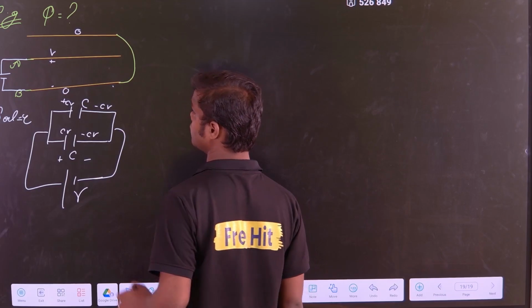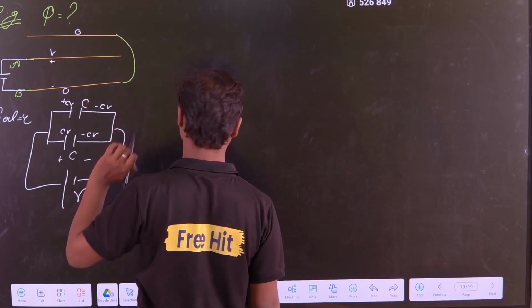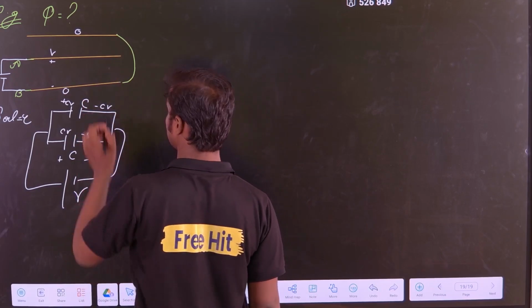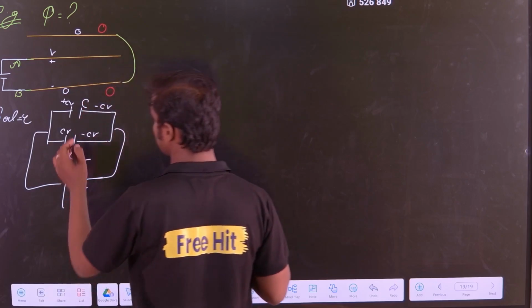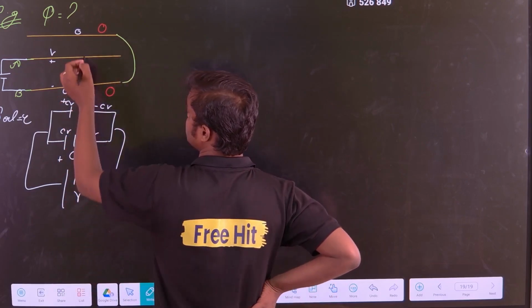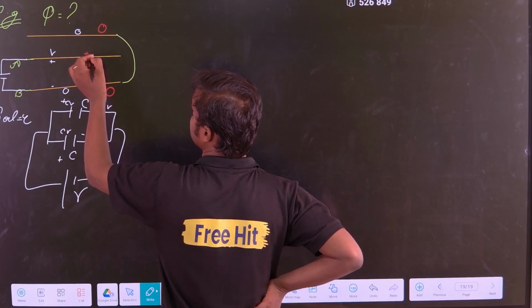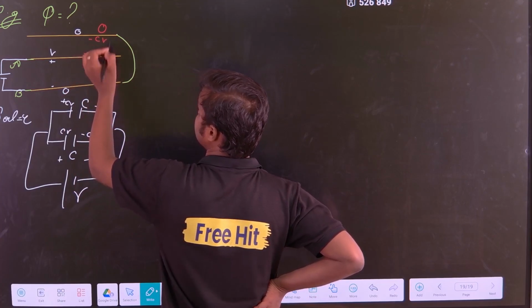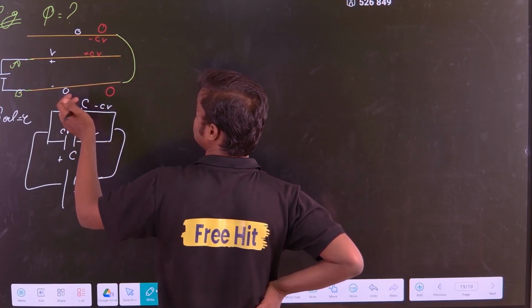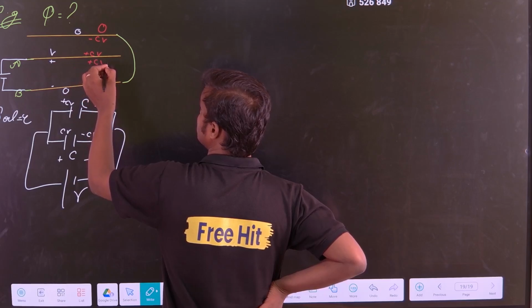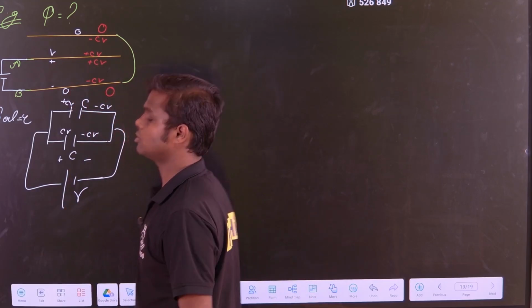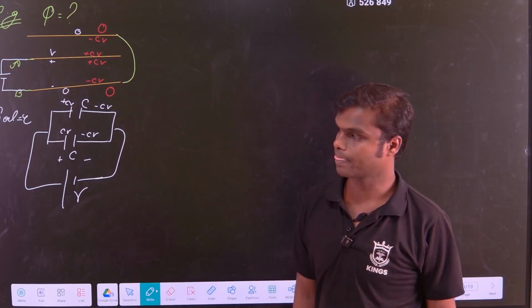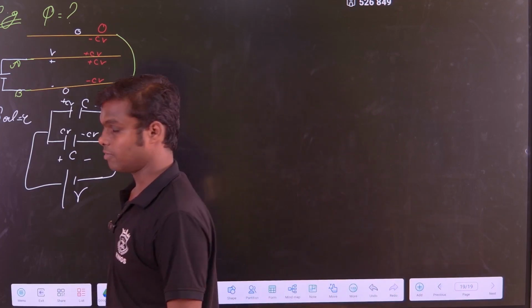Why is sir writing two times? This is Q, this will be Q, correct? If you see what is the charge, CV and minus CV. This will be plus CV, this will be minus CV, correct? And what is the charge on this? This will be plus CV, this will be minus CV, correct? This is how you will get the charge on each plate. Clear? So this is one example.